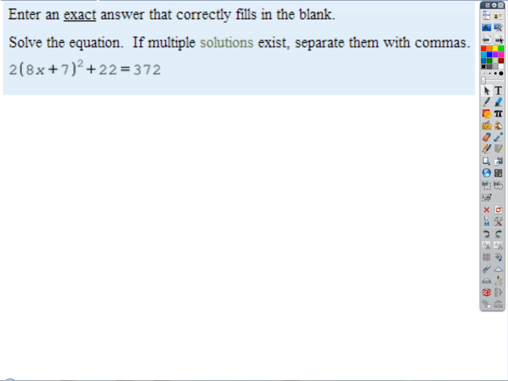Now let's rehearse the operations, because it's not hard. In order, what are the steps we would take to get that x by itself? Okay, so step 1, subtract 22. Divide by 2. Square root. Minus 7. Divide by 8, and we're done. Right? Okay, good.